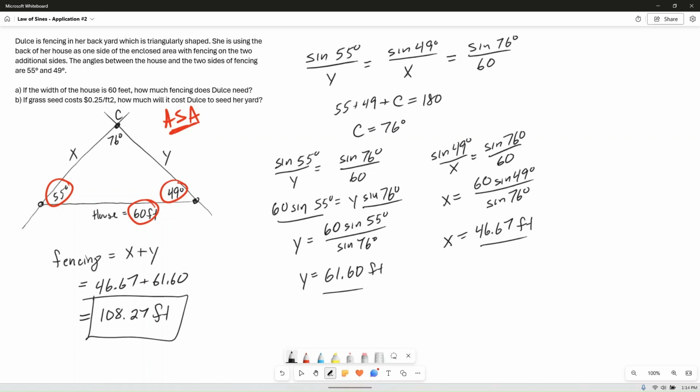The second part of this question, Dulce also wants to put grass seed throughout her yard. And so we're told that the grass seed costs 25 cents per square foot. And so we want to figure out how much it's going to cost. So cost per square foot is a measurement of area. So to figure out how much it's going to cost her, we need to figure out what's the area of this triangle.